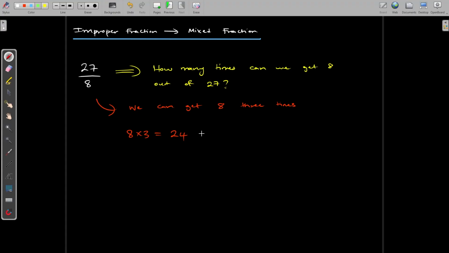So it's 24 and the remainder would be 3. So the answer we get from that is 3 and 3 over 8. And this would be its mixed fraction form. So we're going to try 2 of this and then we jump into some addition, subtraction, multiplication and division. And then we will get into some of those tougher questions.